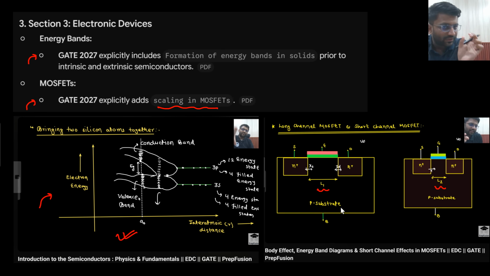When you use a small channel length, some non-idealities are also introduced, which is known as short channel effect. So everything we have said about the long channel MOSFET, we have also said about the short channel MOSFET.